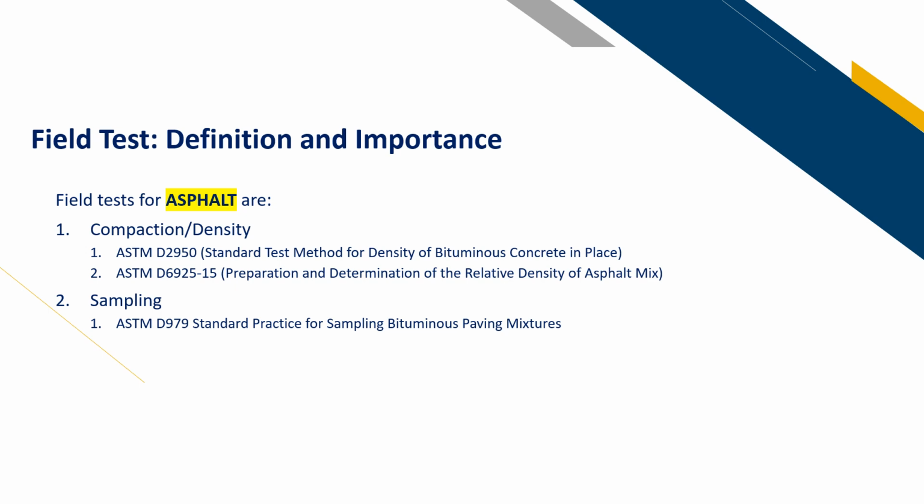We have ASTM D2950, or the standard test method for density of bituminous concrete in place. We also have ASTM D6925-15, or the preparation and determination of the relative density of asphalt mix. And also the sampling method for your asphalt mix is under ASTM D979, or the standard practice for sampling bituminous paving mixtures.